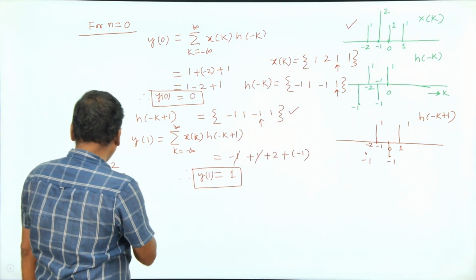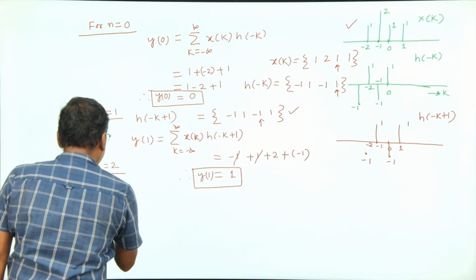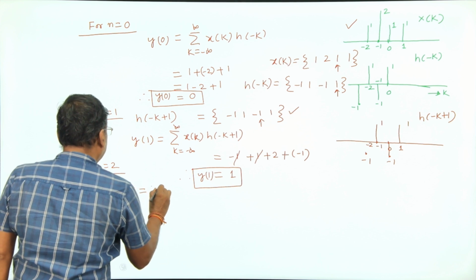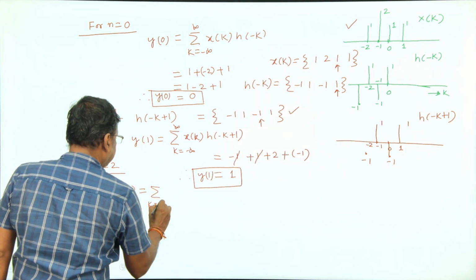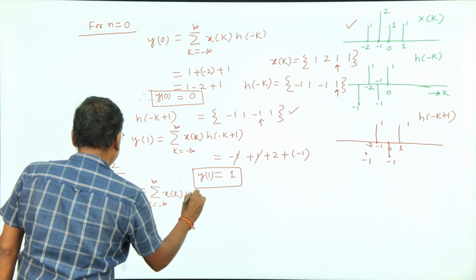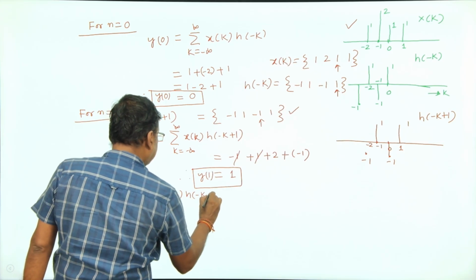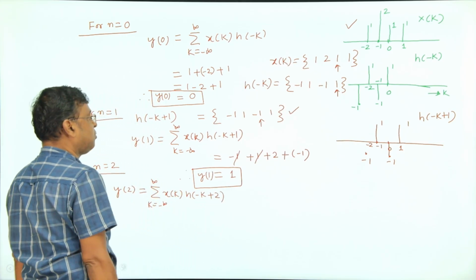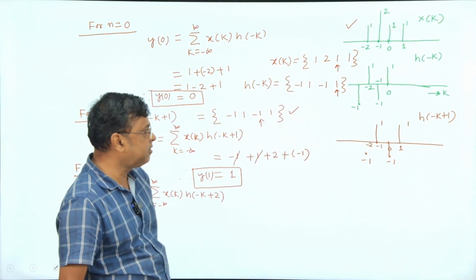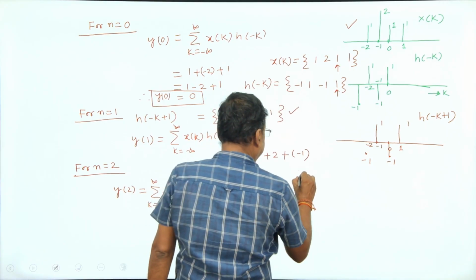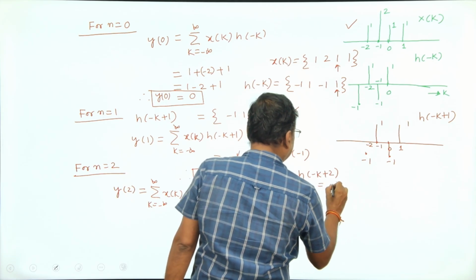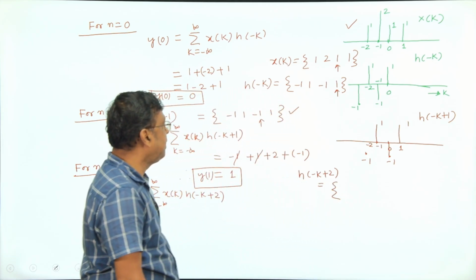So similarly, for n equal to 2, we have to determine y of 2. And y of 2 equal to sigma k equal to minus infinity to infinity, x of k into what? H of minus k plus 2. First of all, x of k is already fixed. We have to find out h of minus k plus 2. So for h of minus k plus 2, in sequence representation, the arrow mark is shifted to the left by 2 units here.